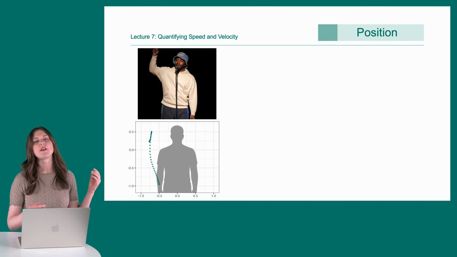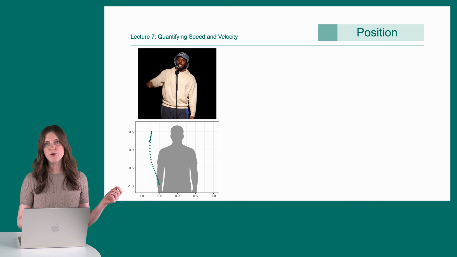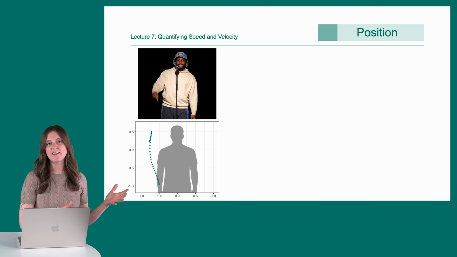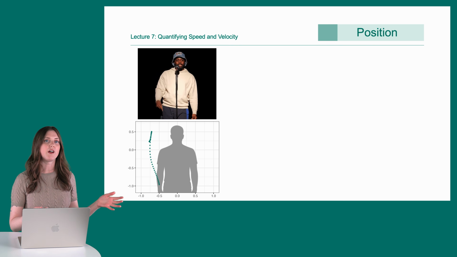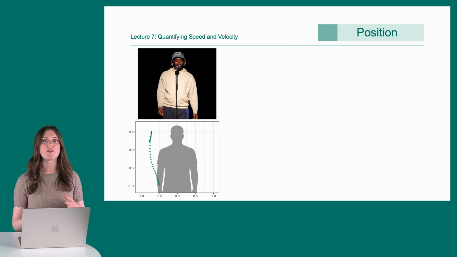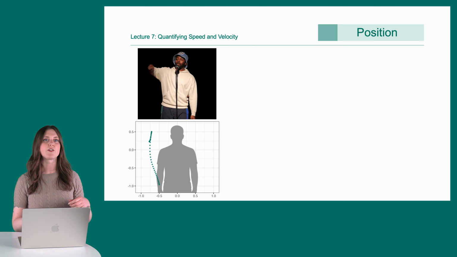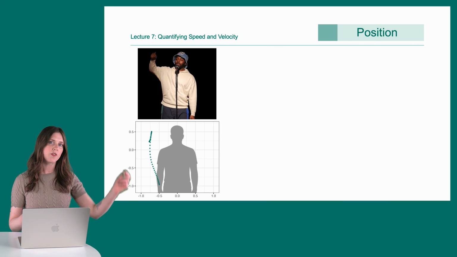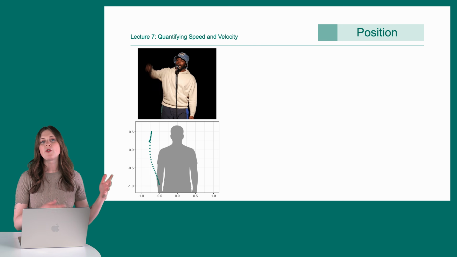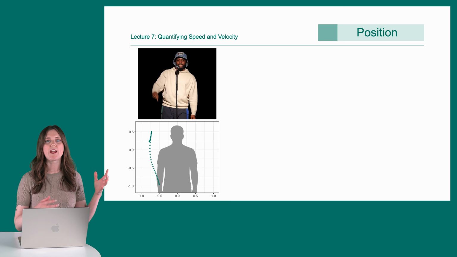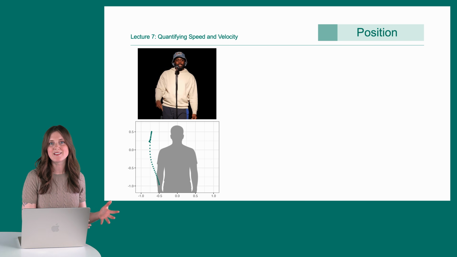This video clip is an example of a gesture stroke that was annotated in ELAN. In the plot below, you can see the trajectory of the speaker's wrist while he produces the stroke. His wrist first goes up, then comes all the way down, and each point in the plot corresponds to the X and Y position of the right wrist at a given moment in time.